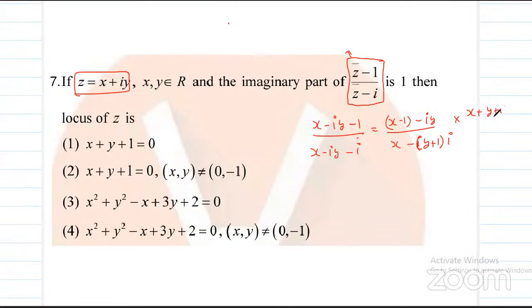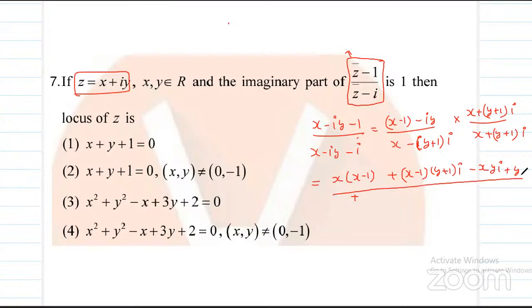So multiply numerator and denominator using the denominator's conjugate in this way. Am I doing it correctly, right? And check what you'll get. It's a big simplification you have to do here. So x into x minus 1 plus (x minus 1)(y plus 1) times i minus xyi plus y. So this is the term I'll get after doing the multiplication.